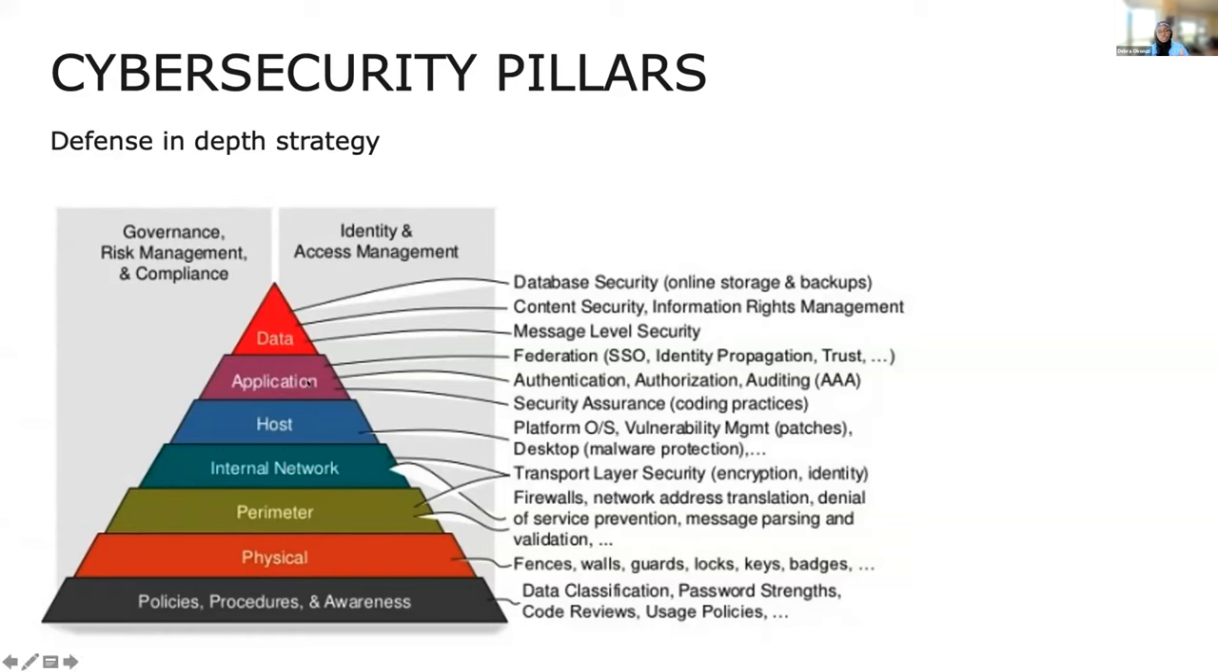So at each of those tiers, I like to go with a defense in depth strategy and a defense in breadth. At each layer, there are also multiple steps you can take to secure it. At each layer in the defense in depth strategy, you are looking at various controls as well. For example, in the data domain, you're looking at database security. In the application layer, you're looking at authentication, federated models with single sign-on and trust. You're looking at host level platform security, and physical level fences, walls, locks, keys, badges.